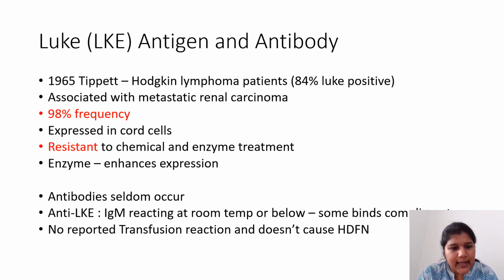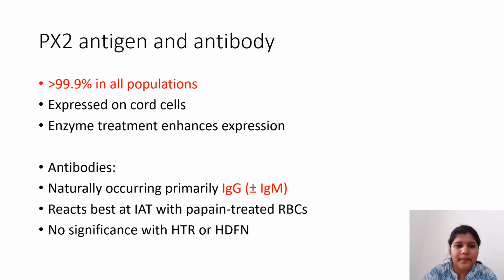Coming to Luke antigen and antibody, it has a 98% frequency, a very common antigen. It is expressed in cord cells, resistant to chemical and enzyme treatment. Therefore, its expression will be enhanced. Antibodies seldom occur because almost everybody will have this antigen. Anti-LKA is an IgM reacting, which will react at room temperature or below. There is no reported transfusion reaction or HDFN.